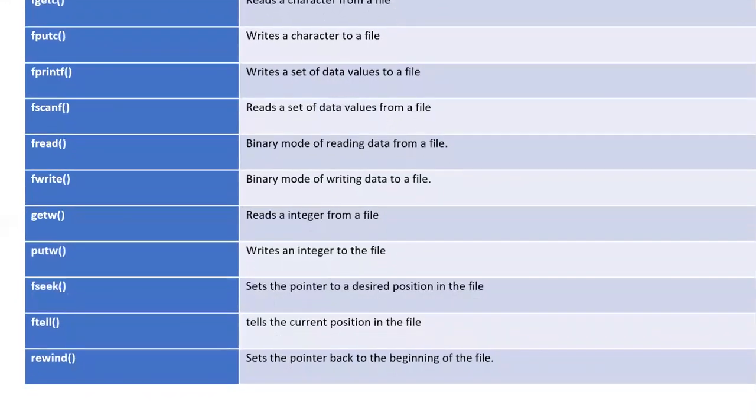fseek, ftell, and rewind. These three functions are used to obtain the current value of the file pointer, or you can also set the value of the pointer within the file. So we will see some of these functions in the upcoming slides with the help of example programs.